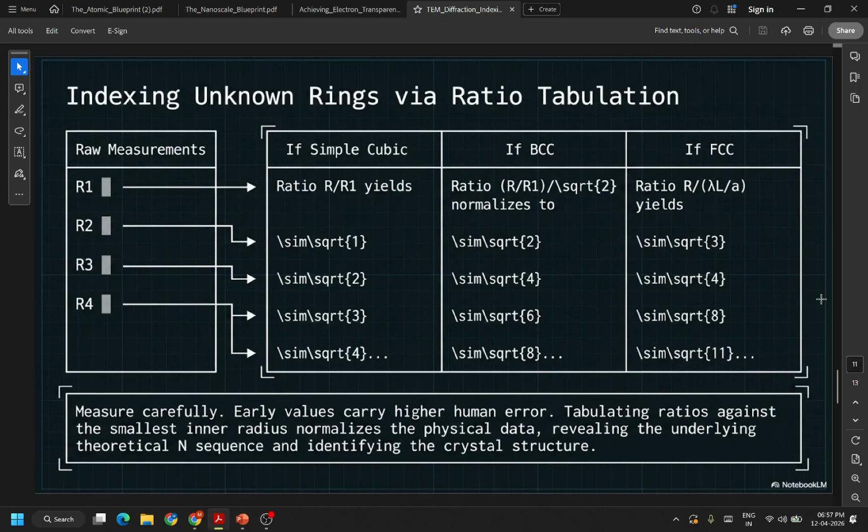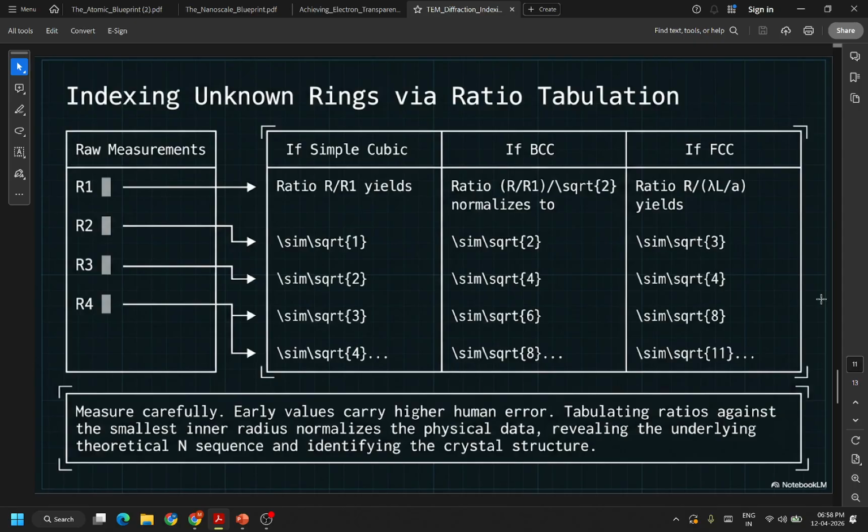So we index unknown rings using ratio tabulation. So we measure all the different radii. Then we take the ratio. So we see if we have simple cubic, the ratio should yield square root 1, square root 2, square root 3, square root 4 values. If it is BCC, it should be square root 2, square root 4, square root 6, square root 8 values. If it is FCC, then it should give square root 3, square root 4, square root 8, square root 11 values.